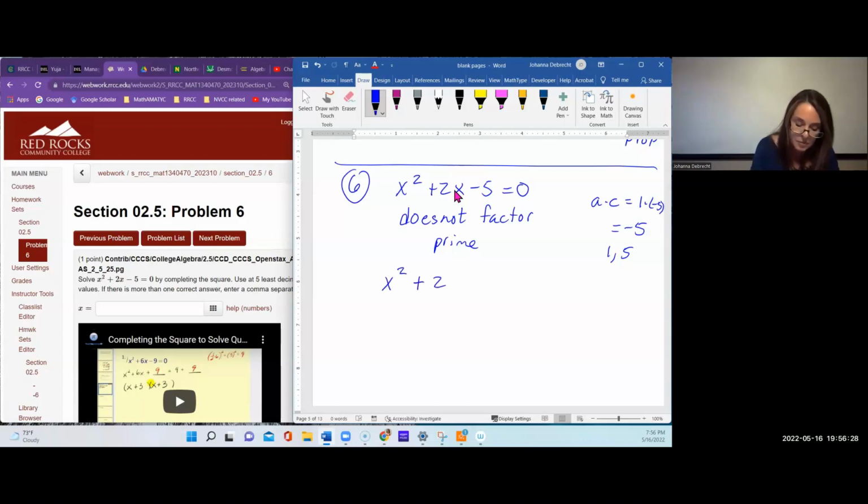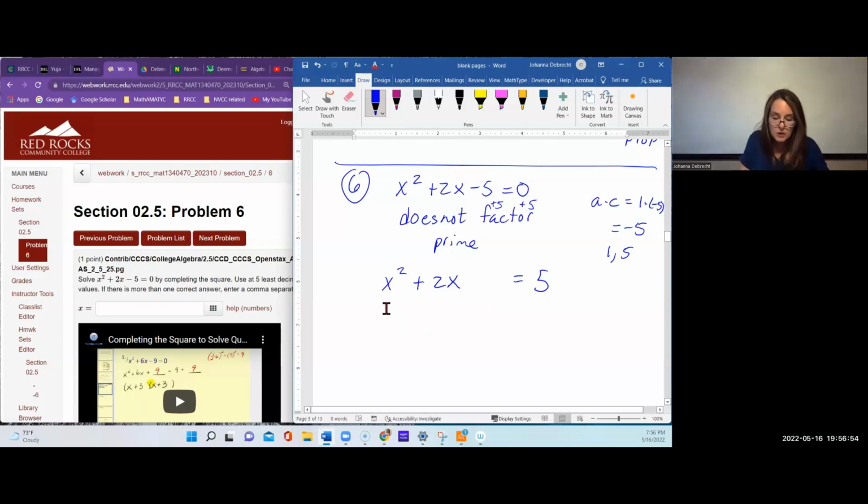So we have x squared plus 2x, and we add the 5 to move it to the other side of the equation. Notice that I left some space here. What we're going to do is force this to factor as the same binomial twice. In order to do that, we need a new constant term that will allow us to do that. How do we find it?